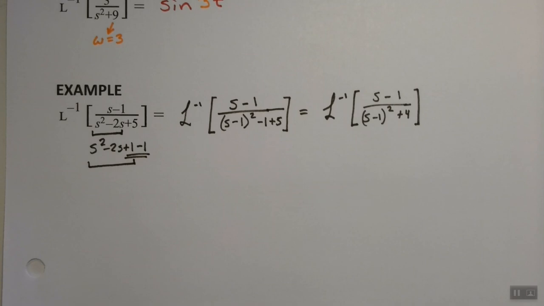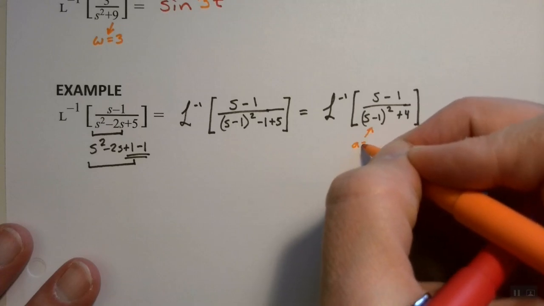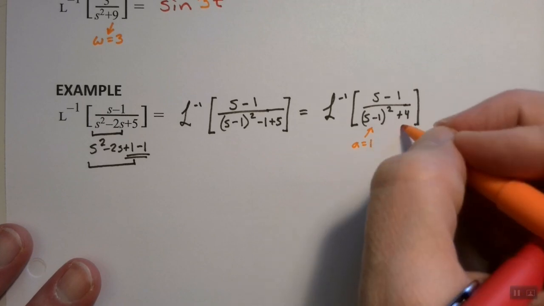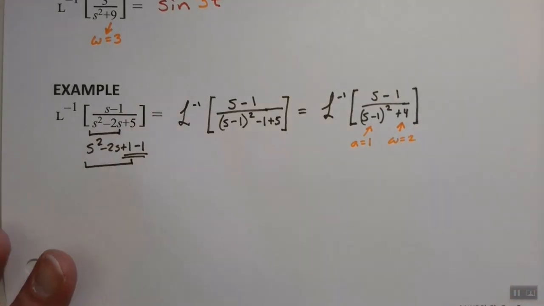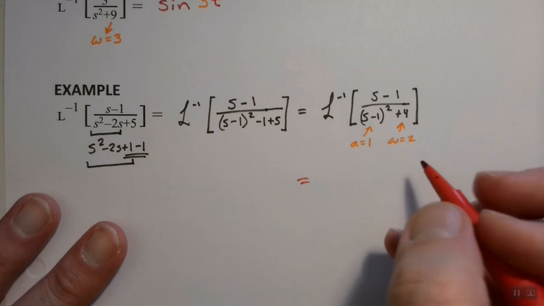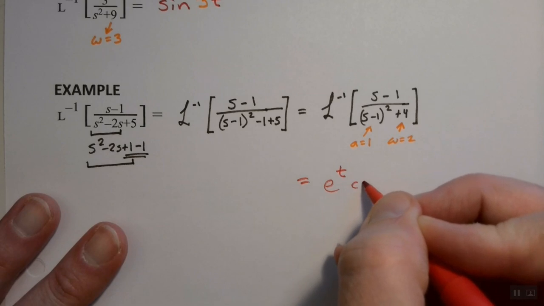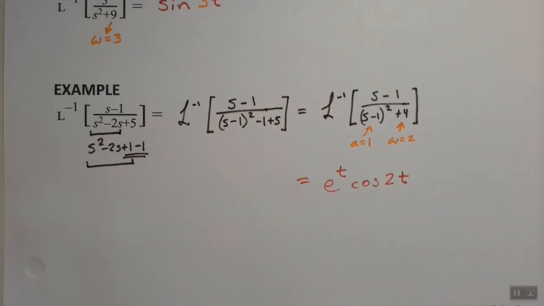And you find out that as long as you're playing this game, you can say here that a equals 1 for us, and then over here, this is our omega squared, so omega is equal to 2 in that situation. That means that I can rewrite my Laplace transform as the solution e to the 1t, times cosine of 2t. So in all three of these examples, we can use the table, even though we might have to manipulate it a little bit to kind of figure out what's going on.